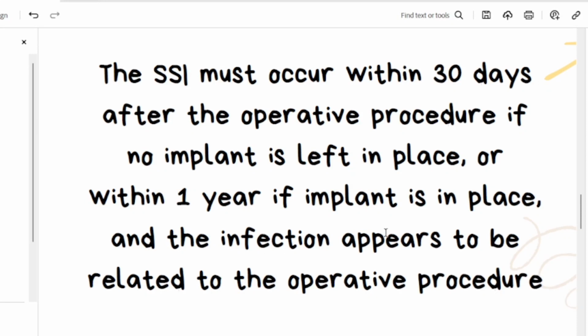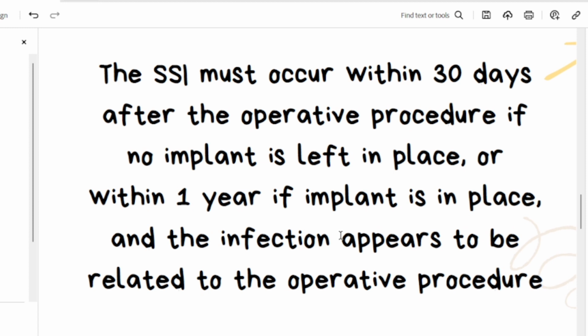Hey guys, welcome to yet another video, and today we are going to be discussing surgical site infections. This is a very interesting topic, and I will be using interesting tools such as mind maps to cover this topic. I will try to make this as simple and easy as possible for you. So let's dive into it.